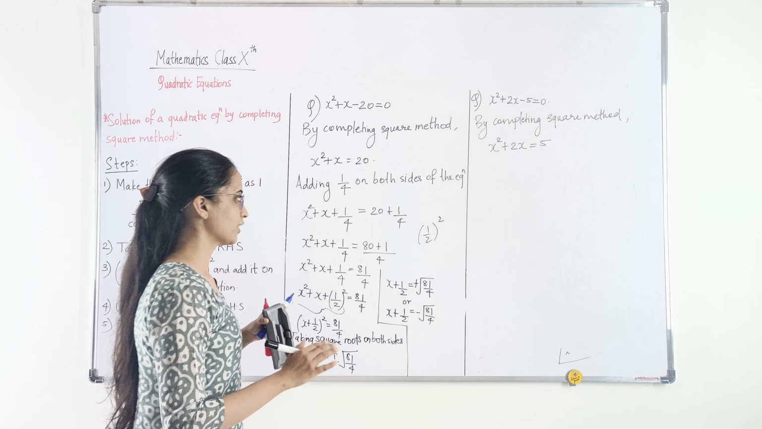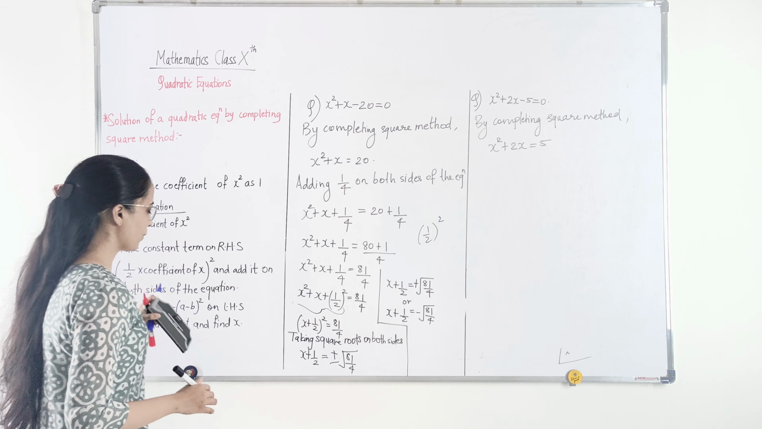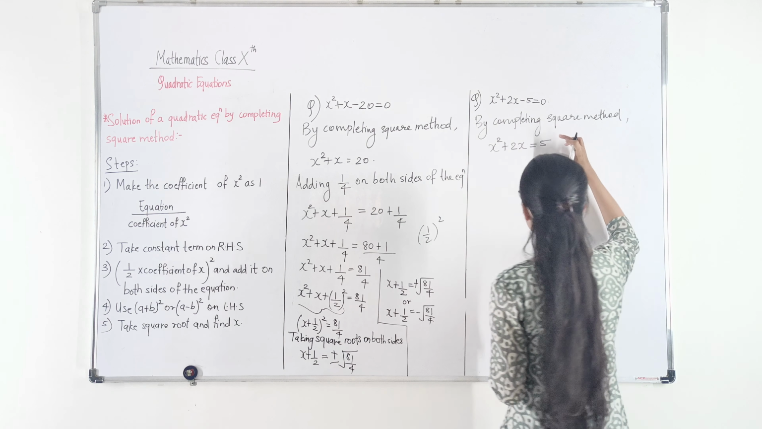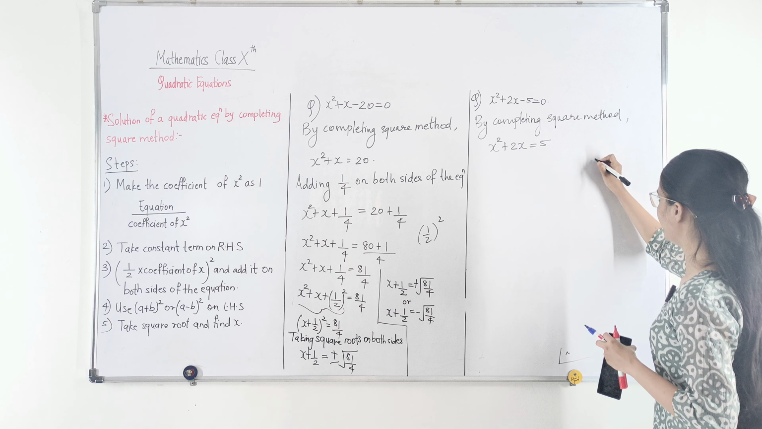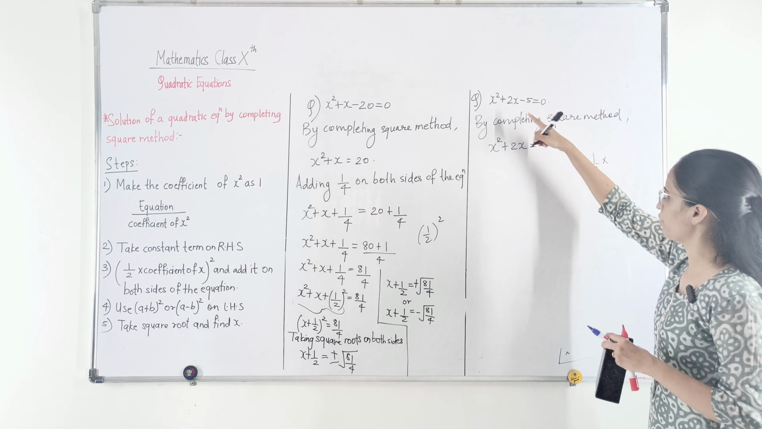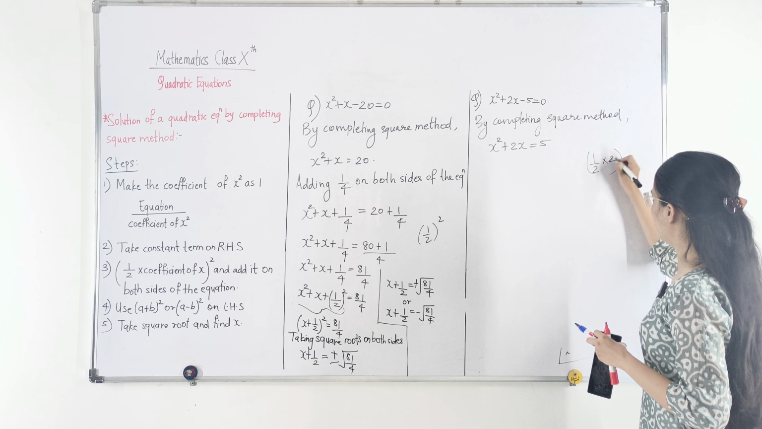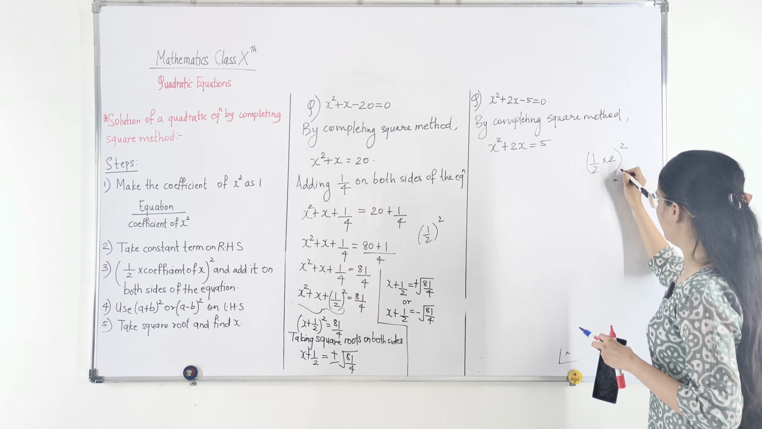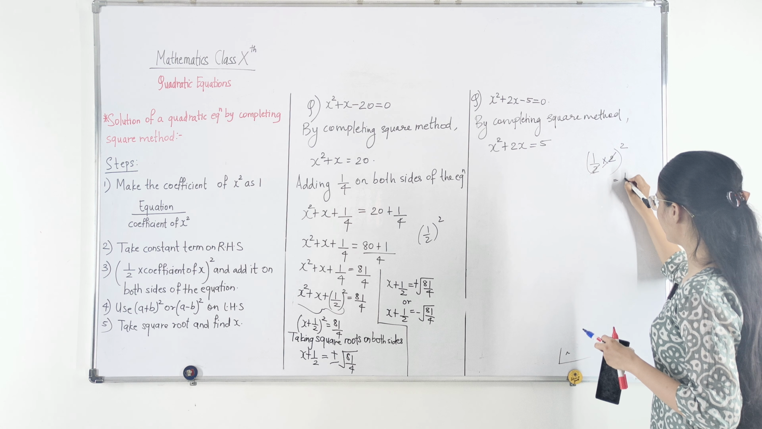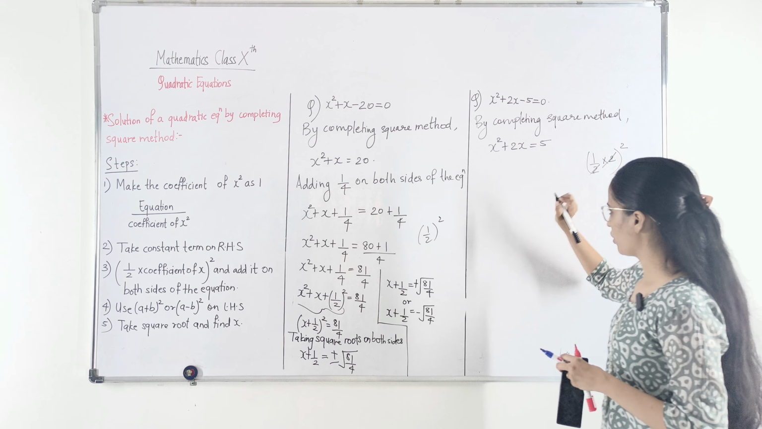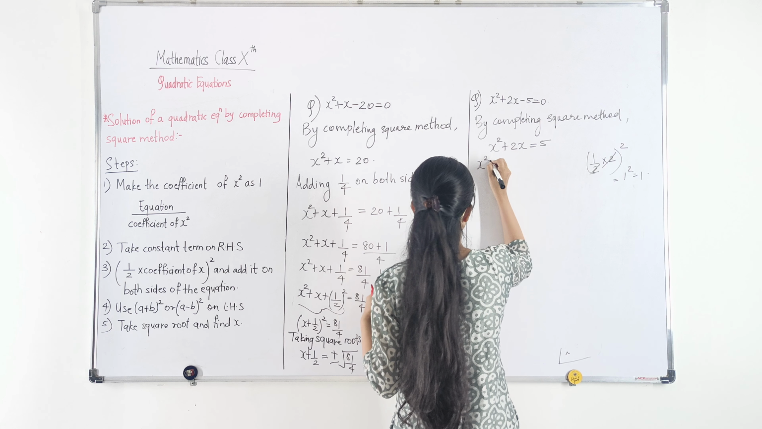Now that we have got x square plus 2x equals to 5, step number 3 is getting the term which we are supposed to add on both the sides, which is half into coefficient of x, in this case is 2, the whole square. So that is equal to 2 and 2 gets cancelled. So we get 1 square, which is 1. So now we are going to add 1 on both the sides.